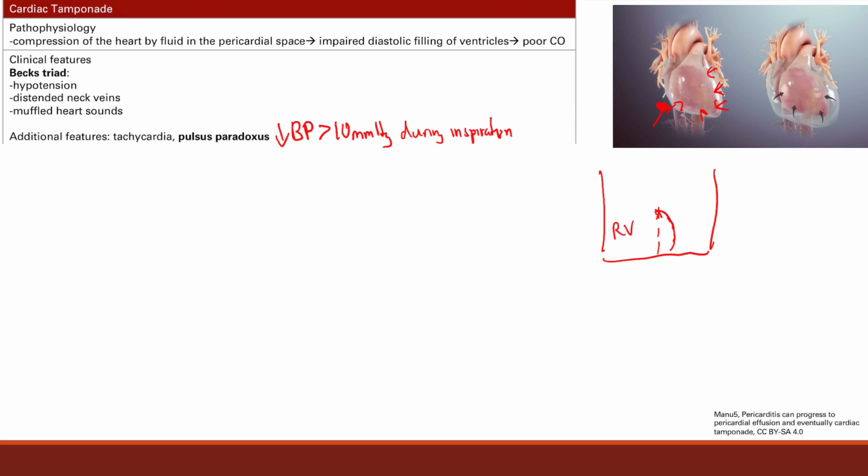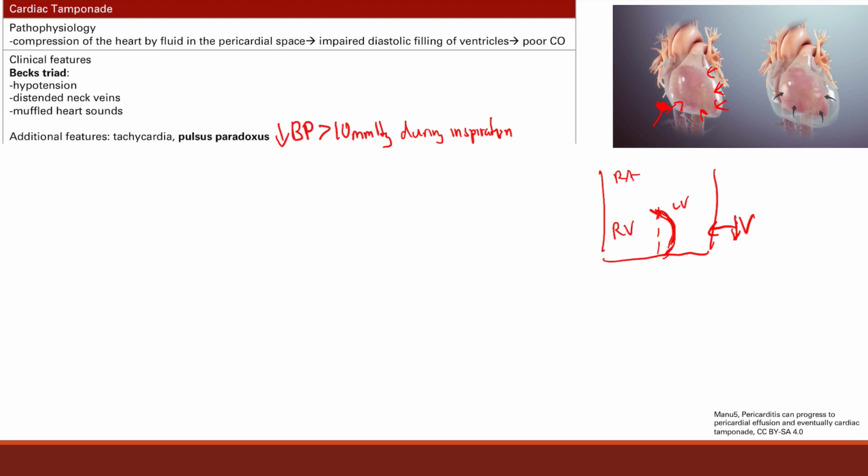See, this is the right ventricle, right atrium, left ventricle. Increased venous return makes your right ventricle bigger. So now you see that the volume is decreased in the left ventricle. And if volume is decreased, then stroke volume is going to decrease, and thus blood pressure is going to decrease. And that is during inspiration.